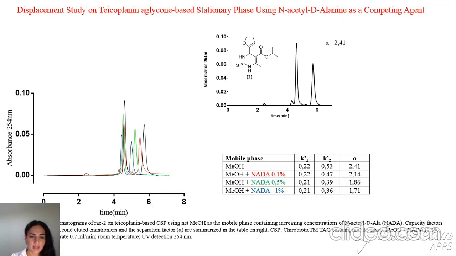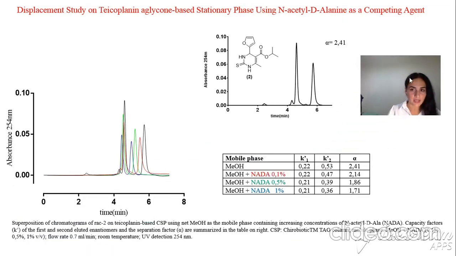A displacement study was performed on teicoplanin aglycon using N-acetyl-D-alanine as a competitor agent in order to demonstrate that the interactions responsible for enantioresolution are established inside the antibiotic binding cavity and not on the outer surface. Increasing the concentration of NADA in the mobile phase, the values of the capacity factors of the most retained enantiomers, as well as the selectivity values, decrease, and all this graphically translates into the tendency of chromatographic peaks to coalesce.